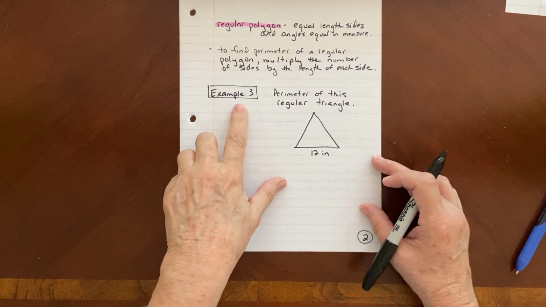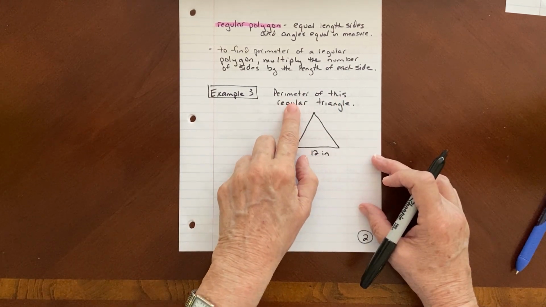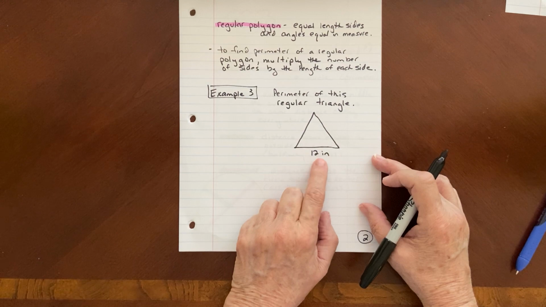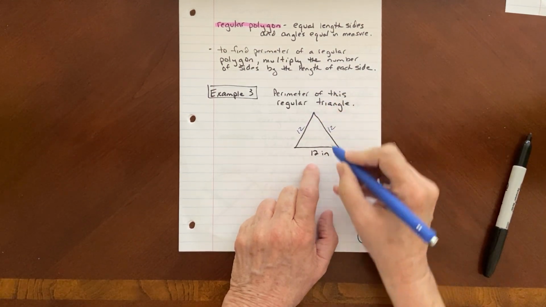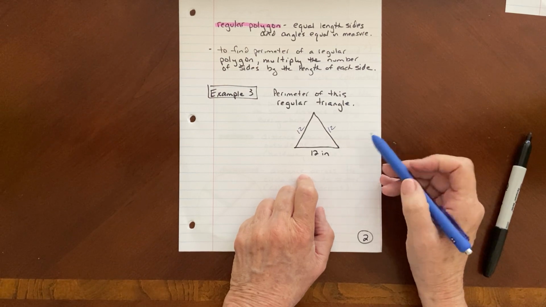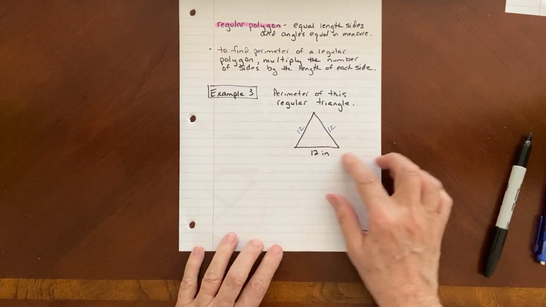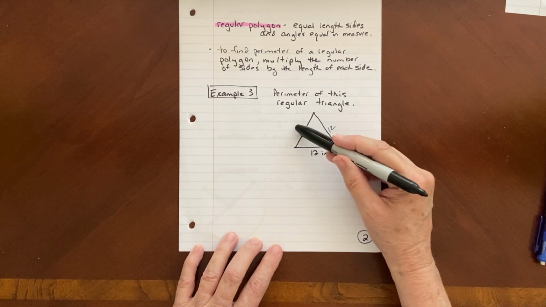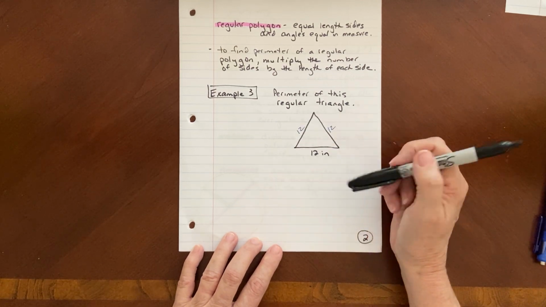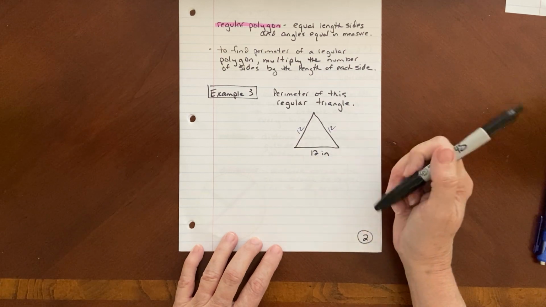Okay, example 3 says find the perimeter of this regular triangle. So they only labeled one side, but can I label the other sides now that I know that it's a regular triangle? Sure. Perimeter is the distance around. So I'm going to do 12, 24, 36, right? So I just added 12 plus 12 plus 12.